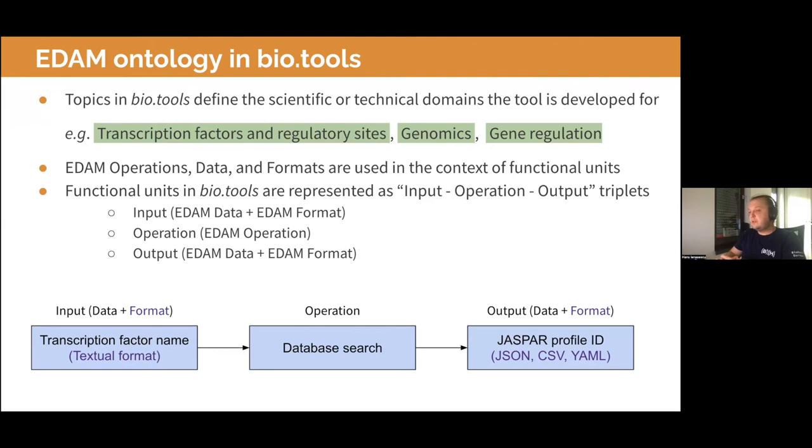So a function is a triple in BioTools that has an input. That input is defined by EDAM data that has a specific format. In this case, the input data type is a transcription factor name in some textual format. This input is processed by an operation. In this case, it's just a simple database search, and it's related to the EDAM operation branch. And the output is similar to the input, consisting of a data type and the format. Here it is just a profile ID in JSON, CSV, and YAML. And these are the four main branches of EDAM, and this is how they're represented in BioTools.